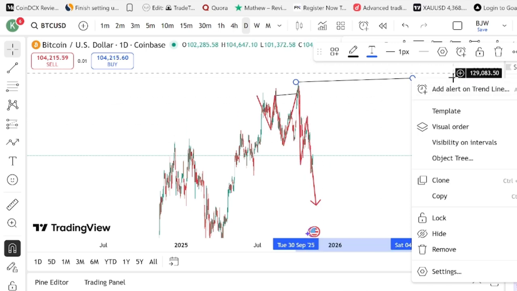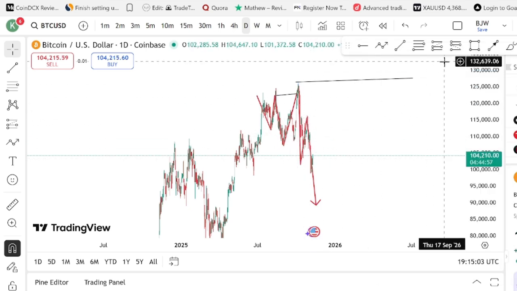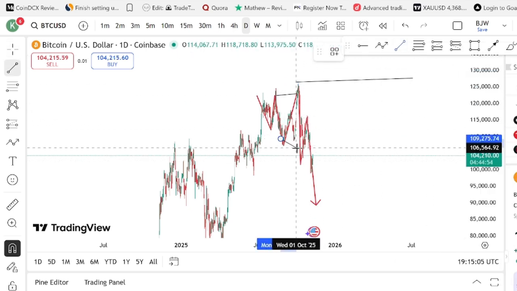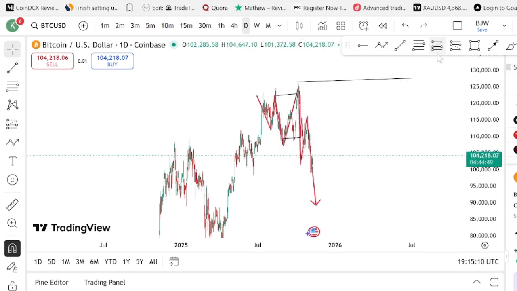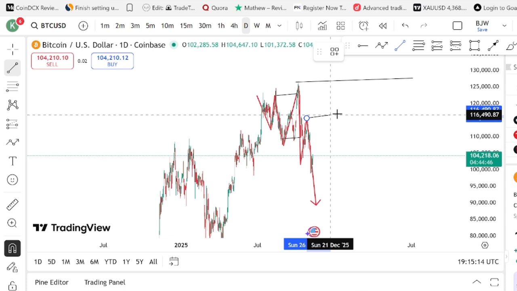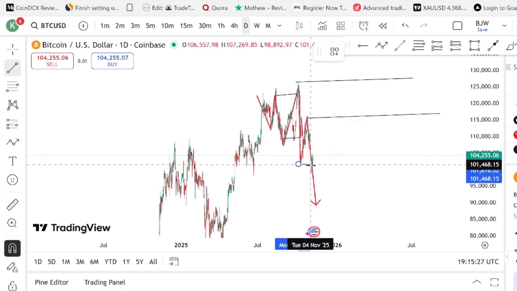And what happened? This also became a break of structure. You can see the break of structure right here. And what happened? It formed another high right here, as you can see. I'm trying to explain this to you guys so you tend to understand.